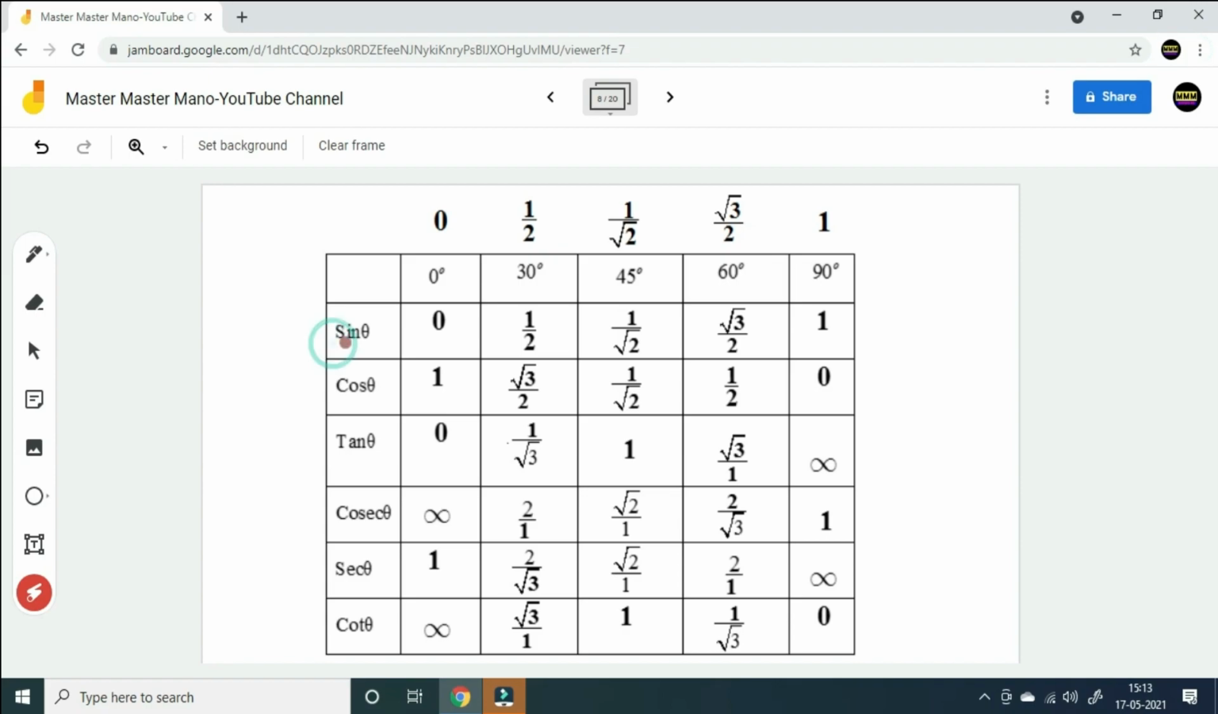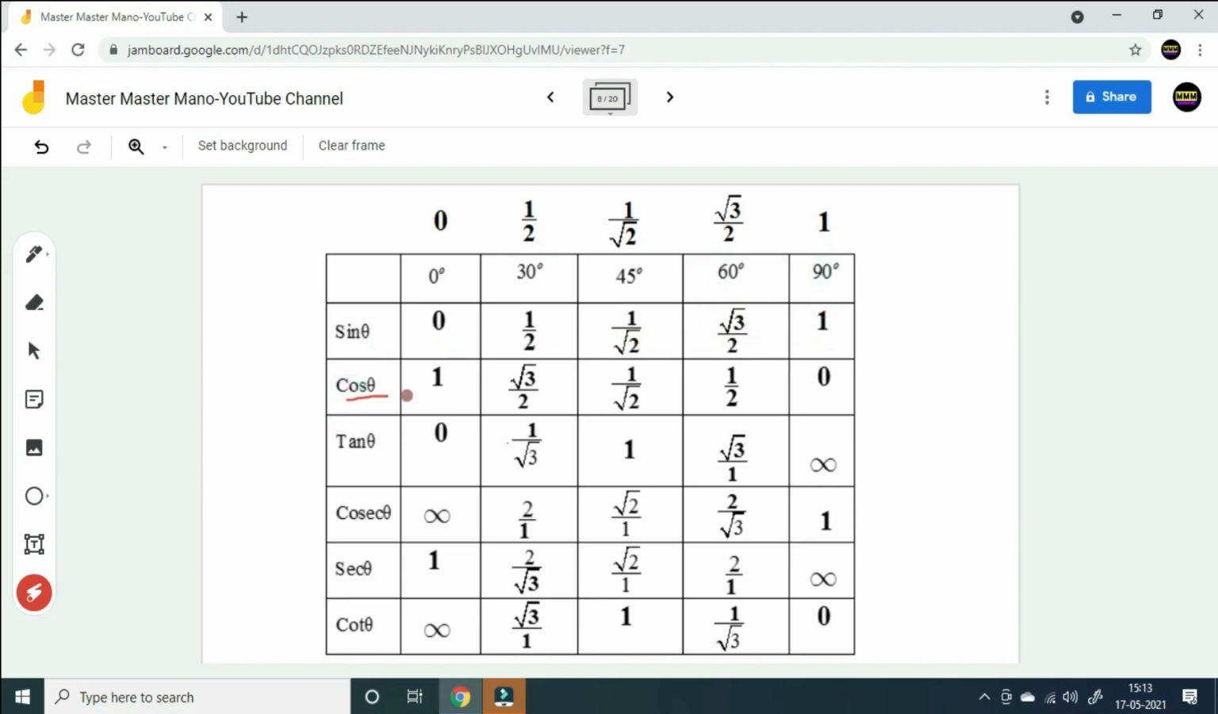For sine 0 degree, the value is 0. For sine 30 degree, the value is 1 by 2. For sine 45 degree, the value is 1 by root 2. For sine 60 degree, the value is root 3 by 2. For sine 90 degree, the value is 1.